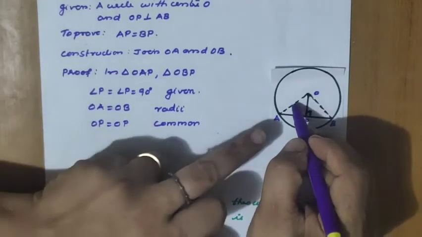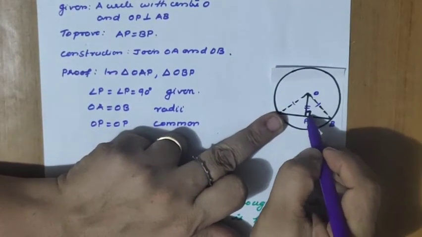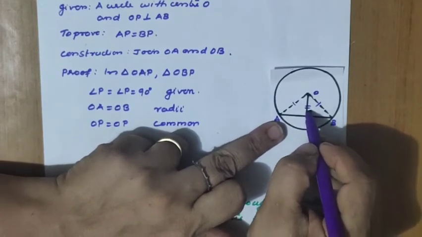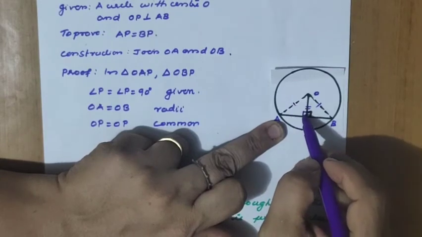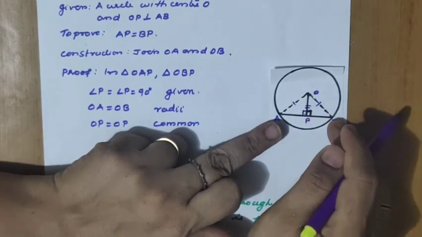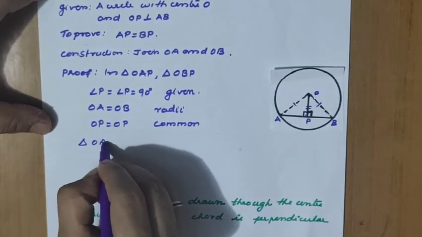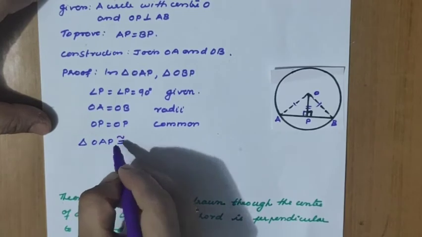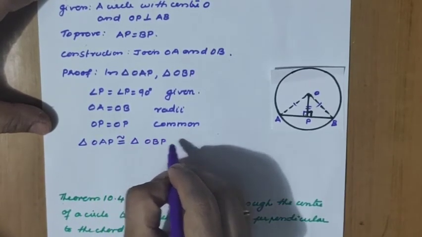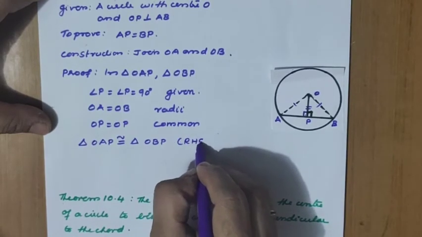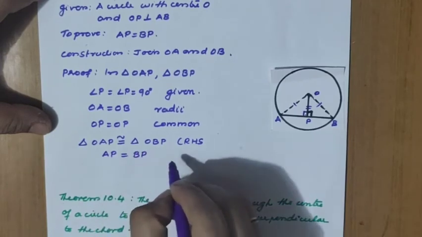See, OA is the radius, we can mark an equal sign here, and OP common side and 90 degree. So if it is 90 degree, this side is also 90 degree, that is given. So this is the hypotenuse and 90 degree and the common side. So what we will get? RHS criteria. Triangle OAP is congruent to triangle OBP, RHS. So what about AP and BP? Both are equal.